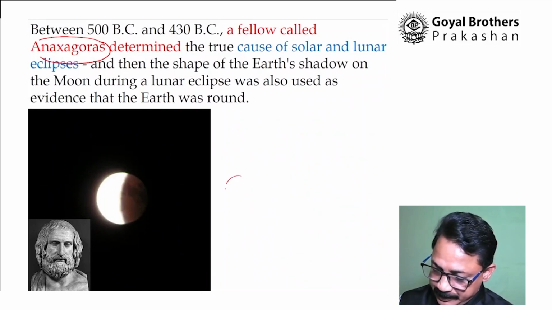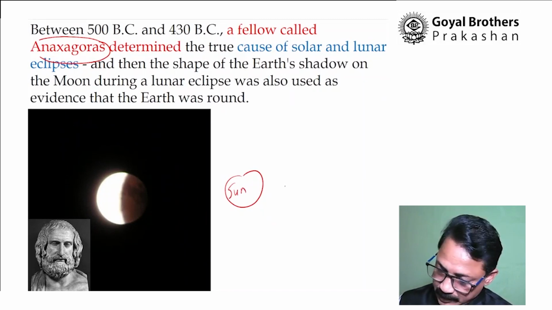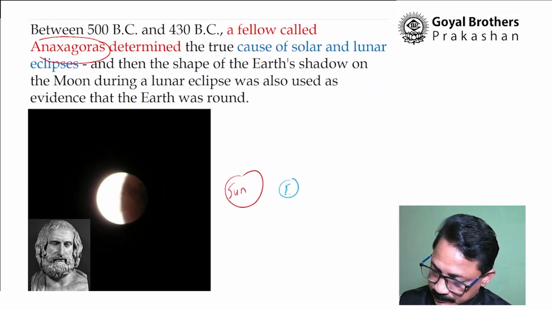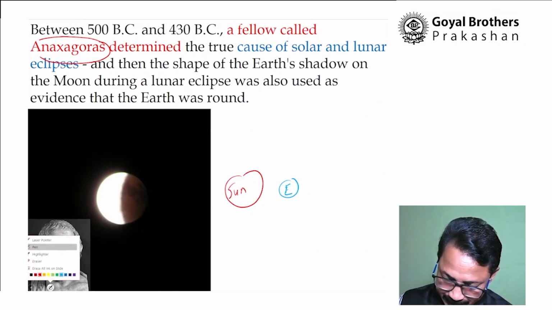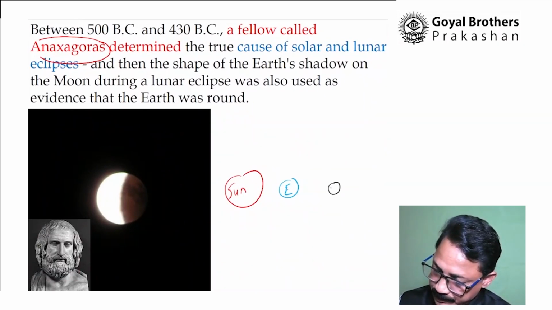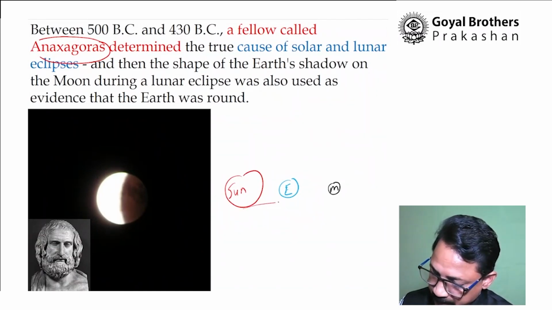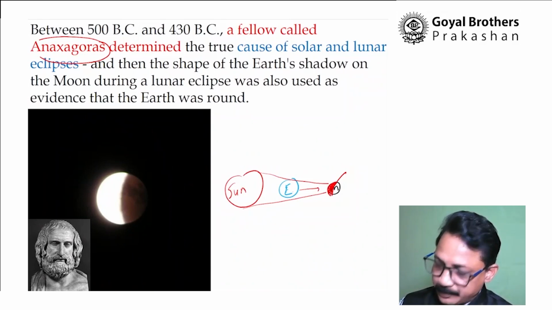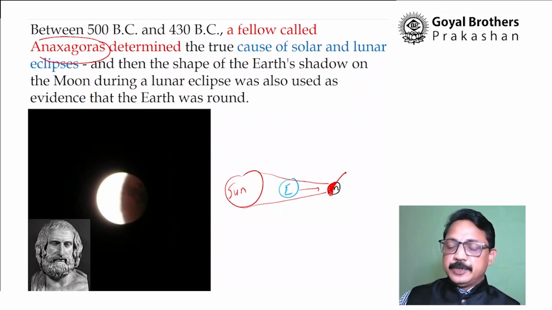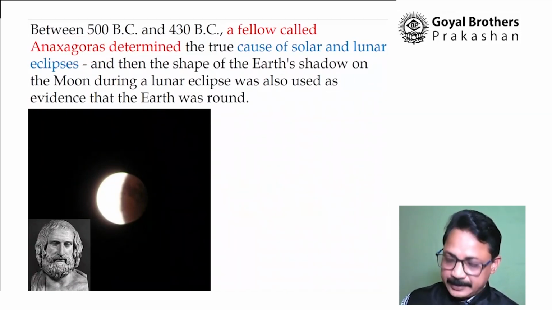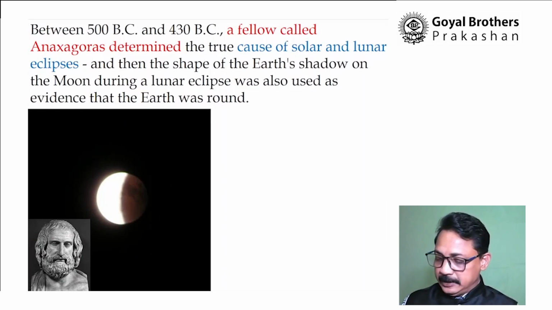See, if this is the sun, if here is the Earth, and let us say here is the moon. So when the sunlight starts from the sun this way, the Earth's shadow will fall here on the moon. This shadow will fall on the moon, and this shadow made the shape which was a circular shape. It was a circular shape. So this is how he was able to say that Earth must be spherical in shape.